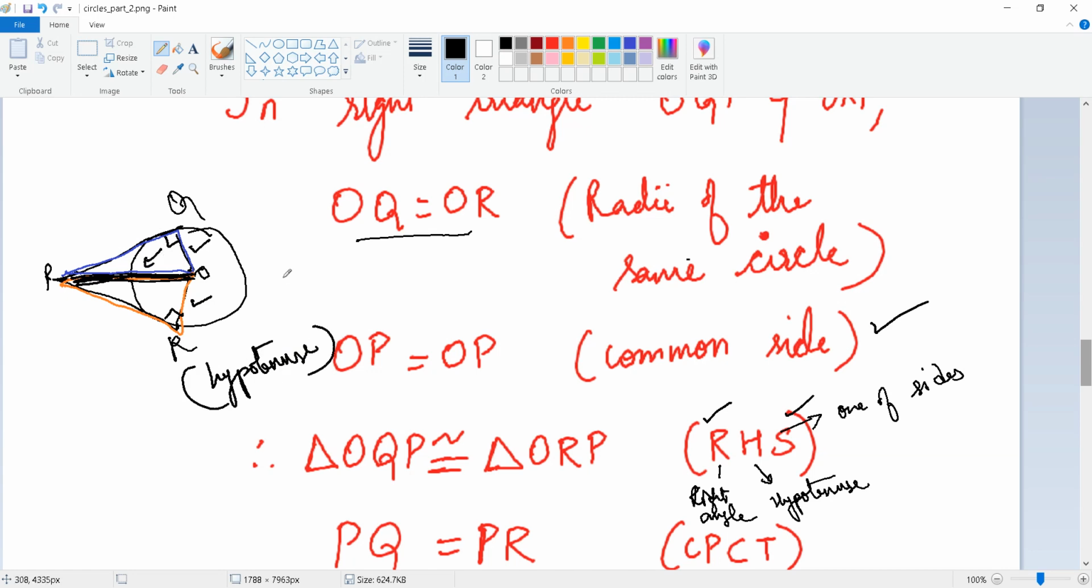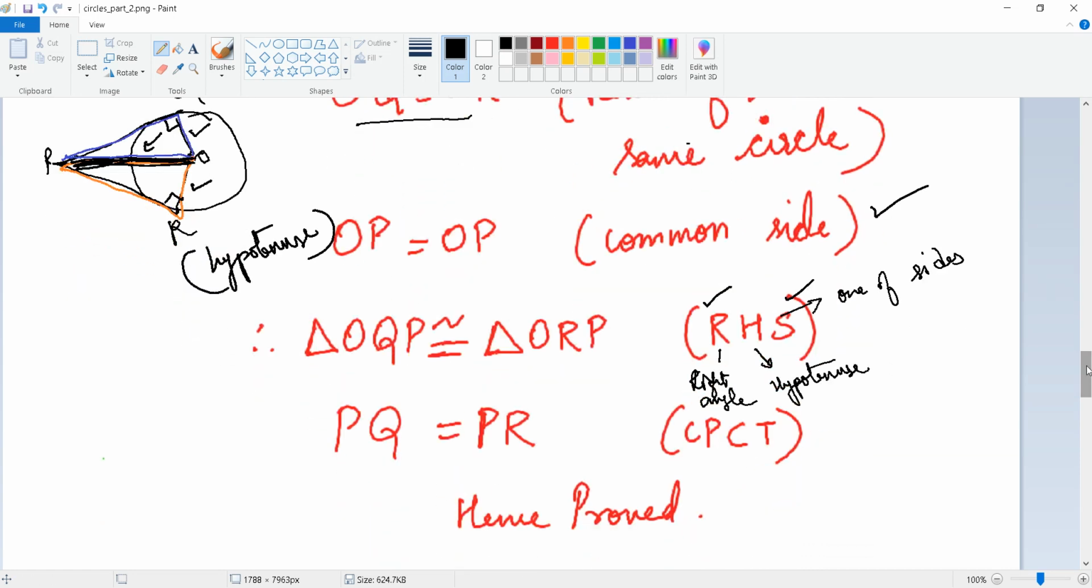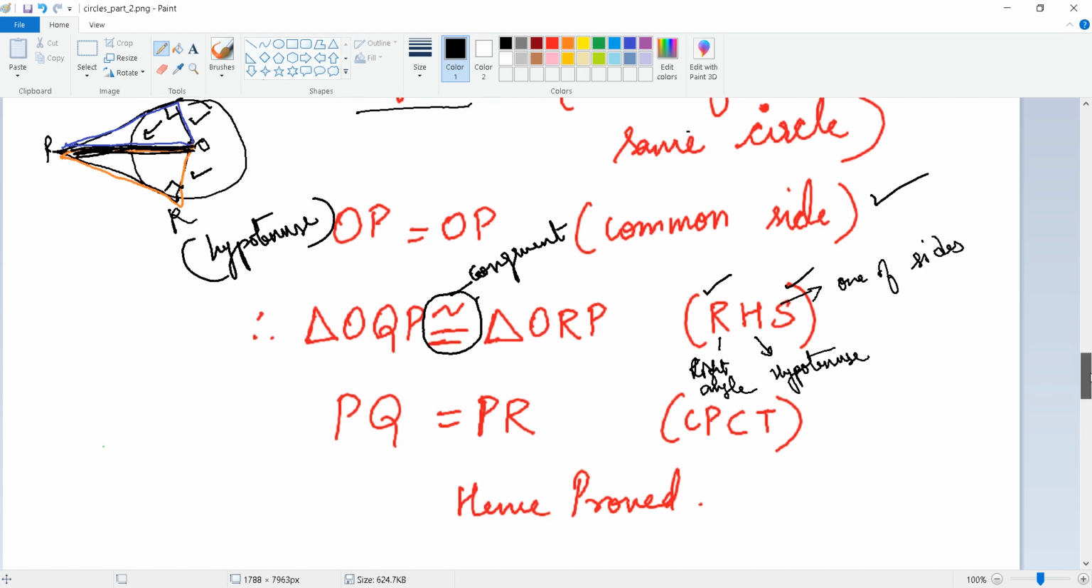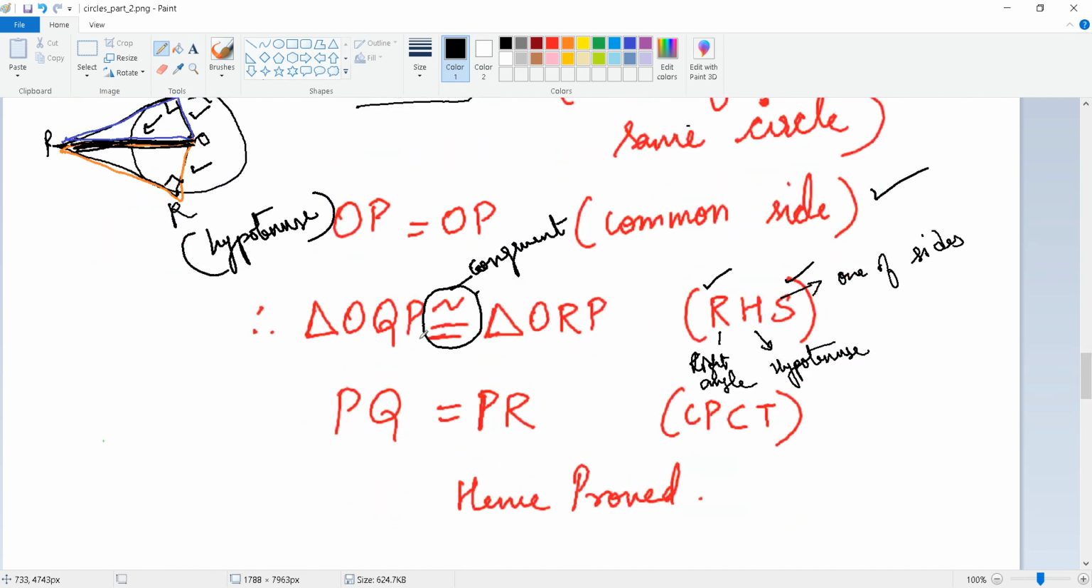So by the RHS theorem, we can say that triangle OQP and triangle ORP are congruent. This is the symbol used for congruent. Congruent means equal to each other in size, shape and everything. So if the triangles are congruent, then their corresponding parts will all be equal, the corresponding sides will be equal.